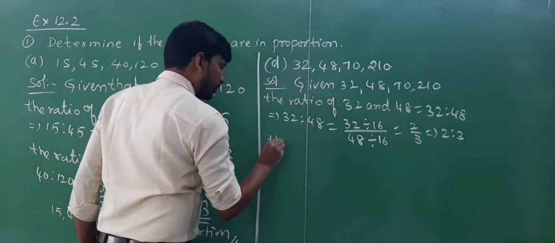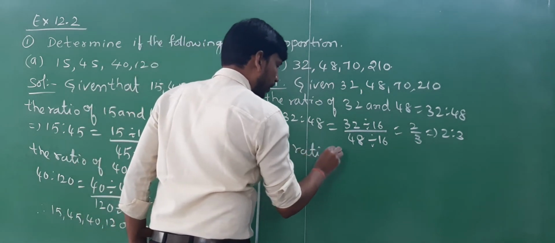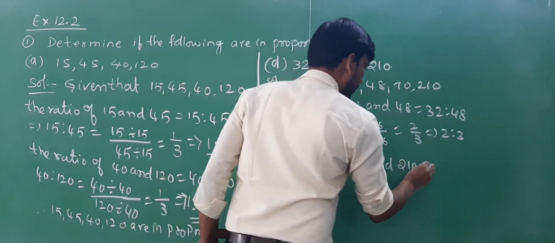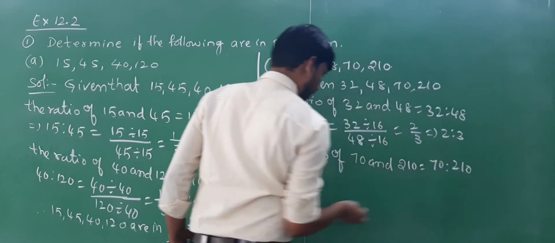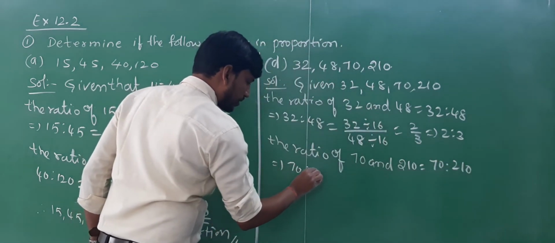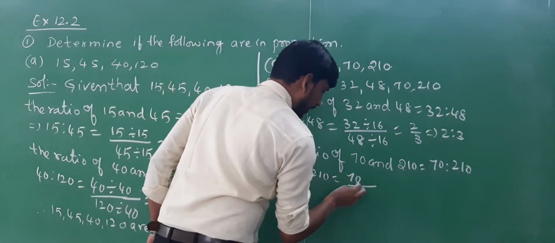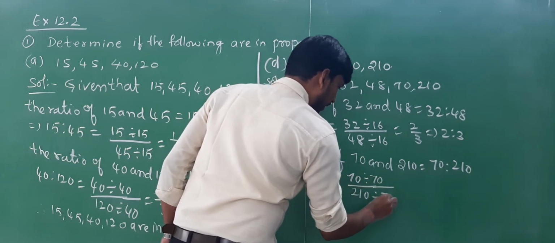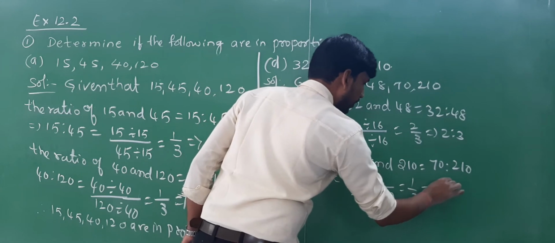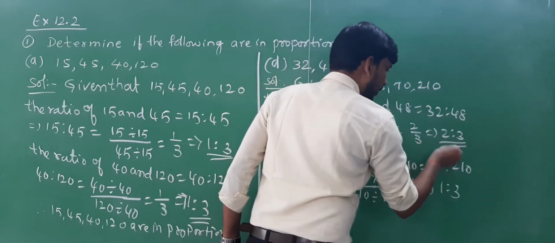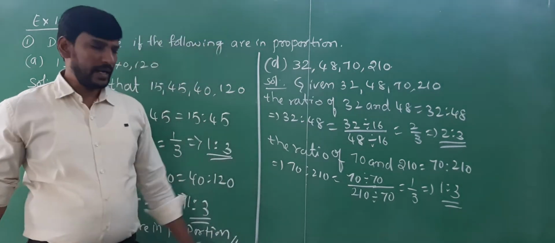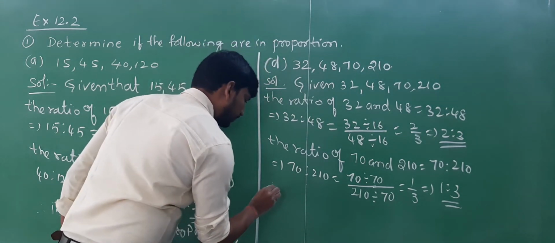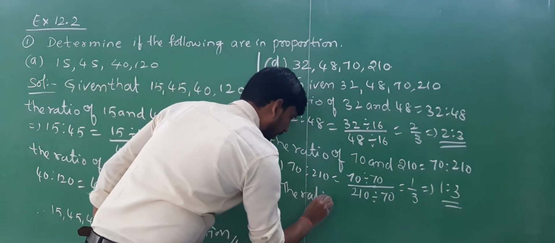Next, the ratio of 70 and 210, which is 70:210. So 70:210 is equal to 70/210. You should divide with 70, which gives 1/3. The ratio is 1:3. Children, see this here. The ratio of the first two values is 2:3 and the next two values we got 1:3. Here the ratios are not equal. Therefore the ratios are not equal.